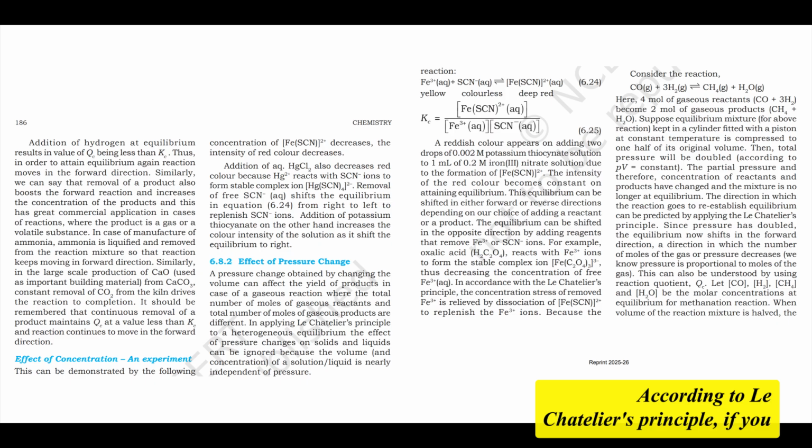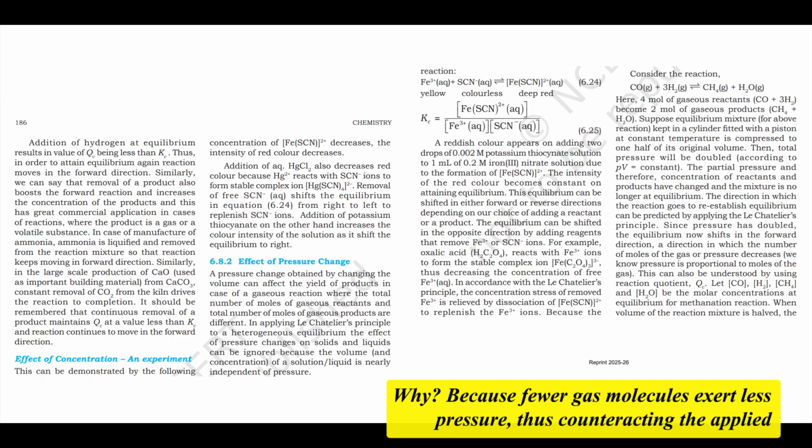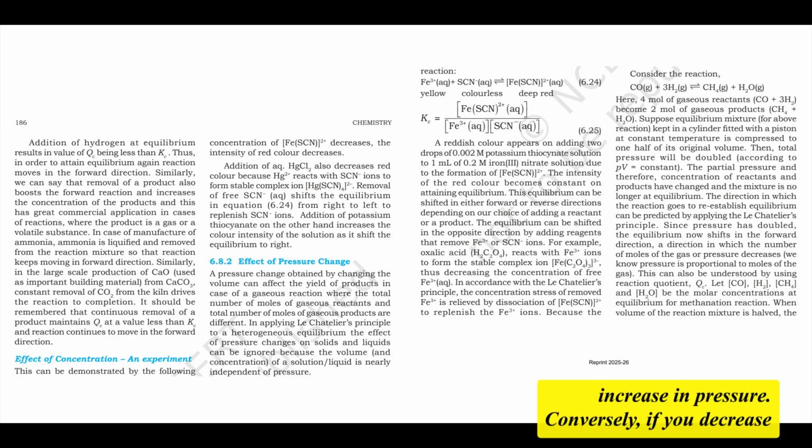According to Le Chatelier's principle, if you increase the external pressure on a system at equilibrium, the system will shift in the direction that reduces the total number of gas molecules. Why? Because fewer gas molecules exert less pressure, thus counteracting the applied increase in pressure. Conversely, if you decrease the external pressure, for example, by increasing the volume, the equilibrium will shift in the direction that increases the total number of gas molecules, again counteracting the change.